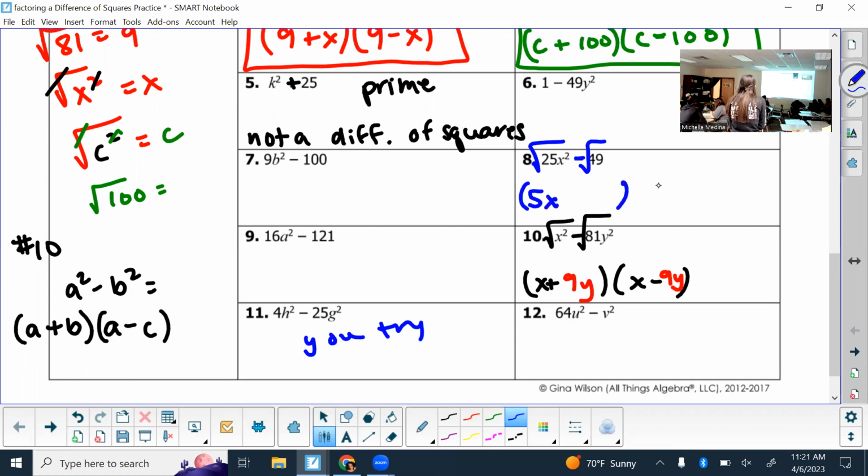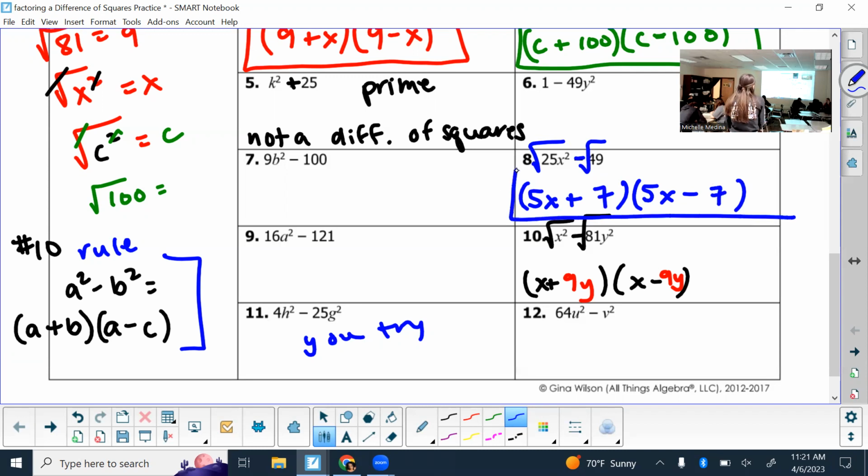So that's good. I'll set it up according to that rule. Here's the rule again. Both going to be in parentheses. One with a plus, one with a minus, like that. What about the 49? Is that a perfect square? What is the square root of 49? So then put it in there. Double check, make sure you followed the rule, and you're done.